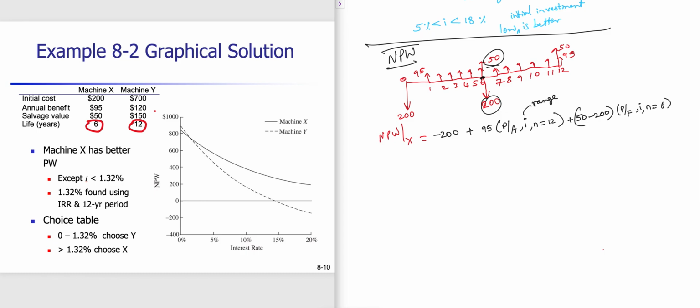And what about this 50 there? That 50 is positive 50. What is present for the future for a range of I, and n is equal to 12, right? This 50 is occurring at 12th year, right? So what is the formula for this?